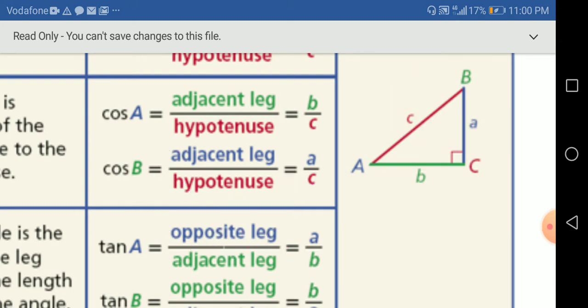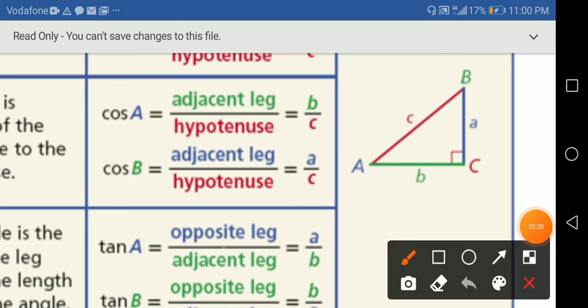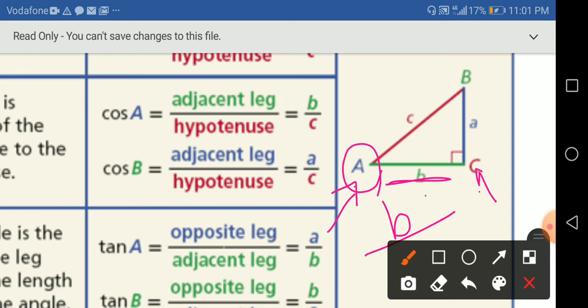If I ask you, what is the cosine of angle A? Cosine of angle A means cah, which is adjacent over hypotenuse. What is the adjacent? I told you, it's the side between the required angle and the right angle. So it will be B over the hypotenuse, which is fixed, C. B over C.